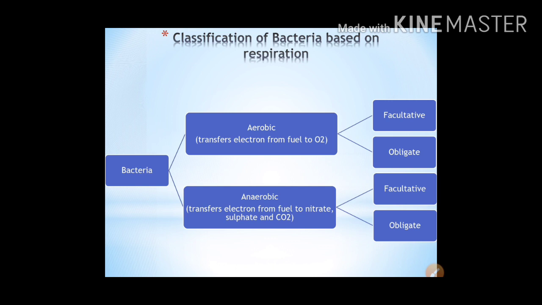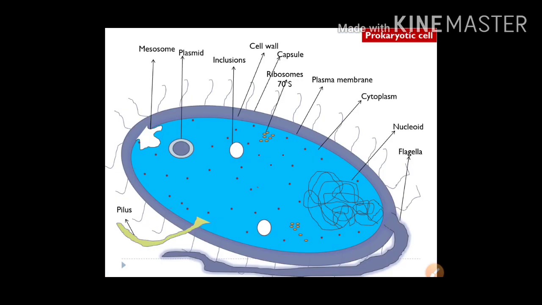Now these both have two categories, that is facultative and obligate. Now what is the meaning of facultative and obligate? Obligate means they are totally aerobic. If you transfer them in absence of oxygen they will die. And facultative means they are aerobic, but if you transfer them in absence of oxygen they can sustain, they can live. And the same with anaerobic facultative, anaerobic obligate. Anaerobic obligate means they are completely anaerobic, they cannot live in oxygen. And anaerobic facultative means they are anaerobic, but if oxygen is present they can live or sustain.